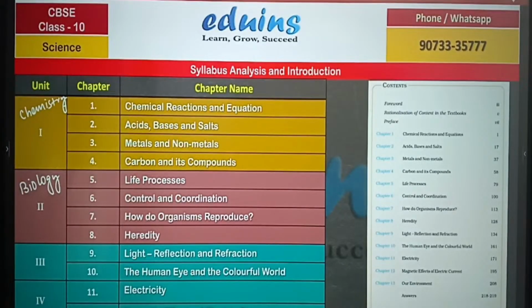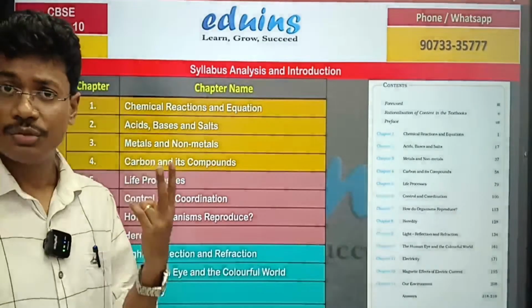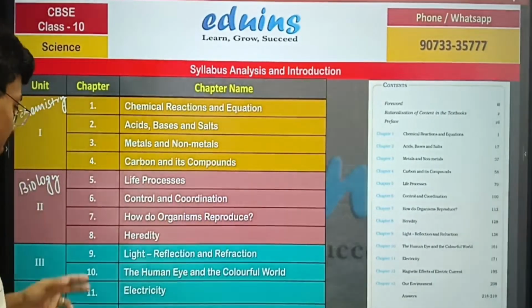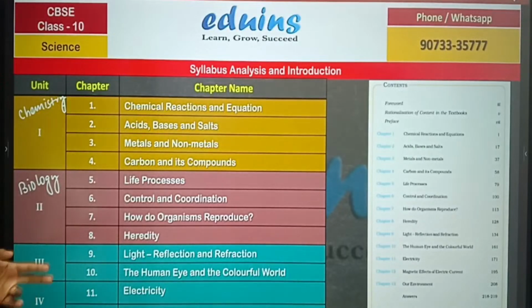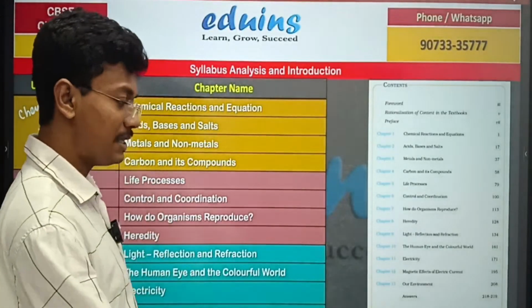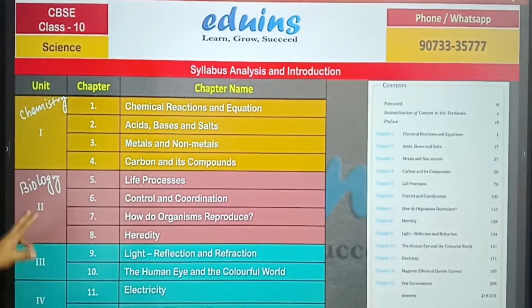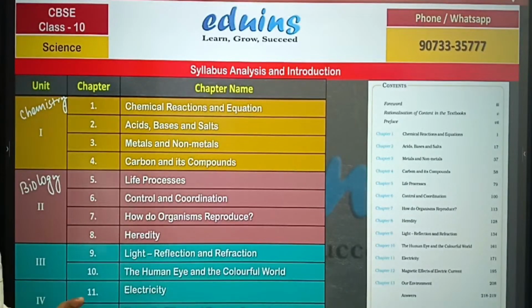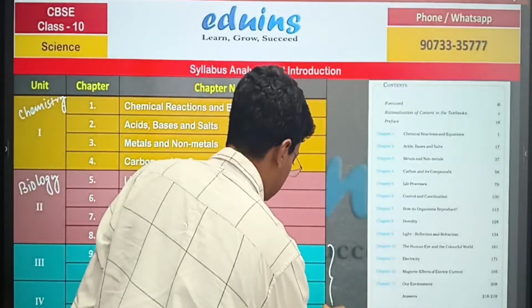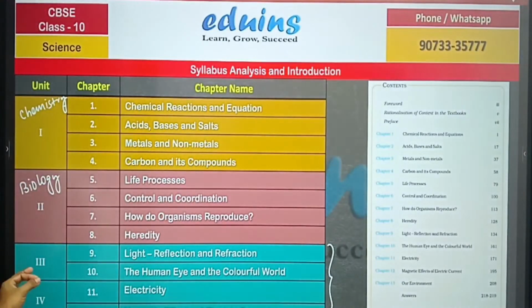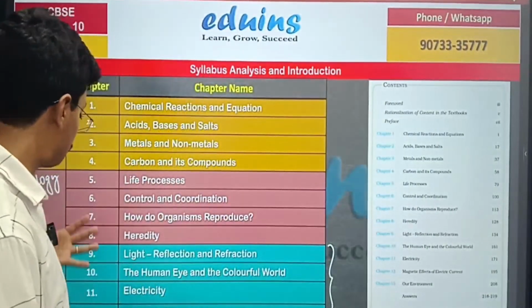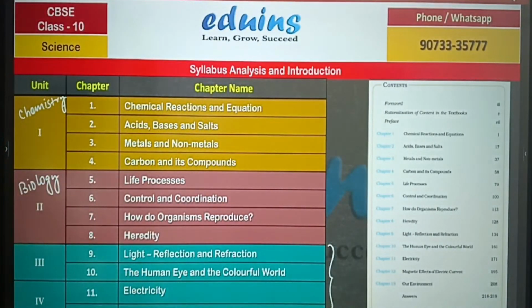The next part, unit 3, includes 2 chapters. What are they? Light, that is reflection and refraction, and the second one is the human eye and the colorful world. This is basically the part of physics. And unit 4 also has 2 chapters: electricity and magnetic effect of electric current. Unit 3 and unit 4 are included in the physics portion, with 4 chapters in total.